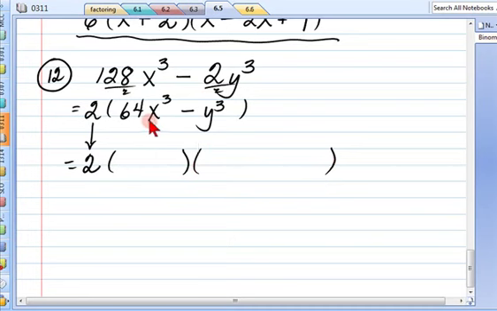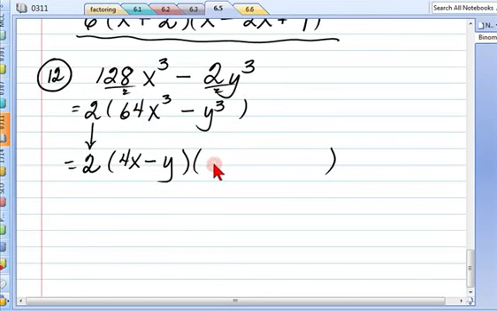The cube root of 64 x to the third is what? What's the cube root of 64? 4x. And the cube root there, I put a minus y. Now you have to be careful. 64 is kind of a sneaky number. 64 is a perfect square. Its square root is 8, but it's a perfect cube. Its cube root is 4. So there aren't very many numbers that are like that.